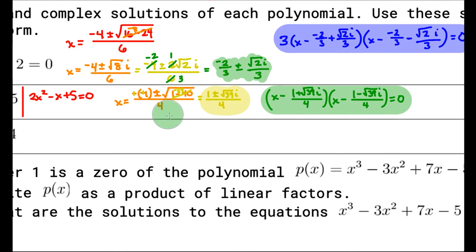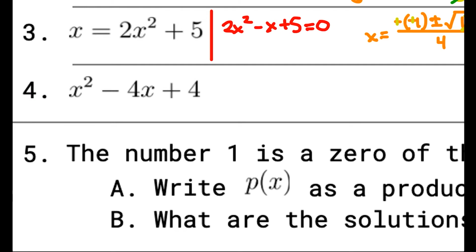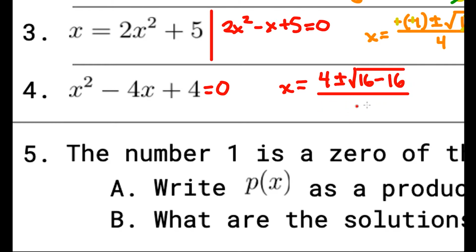All right, let's go to the next one. Okay, this one's already in standard form. I'm going to set it equal to 0 because I just forgot to do it when I was writing the problem. And you're going to be left with x is equal to negative b, which is going to be positive 4, plus or minus the square root of b squared minus 4ac, which is 16. And this is all going to be divided by 2.